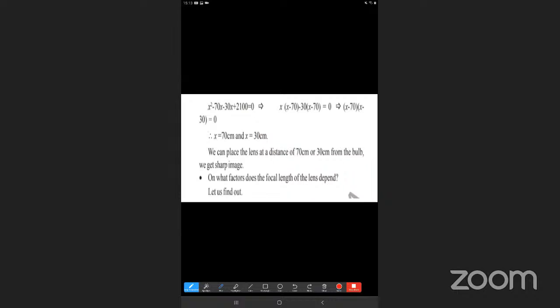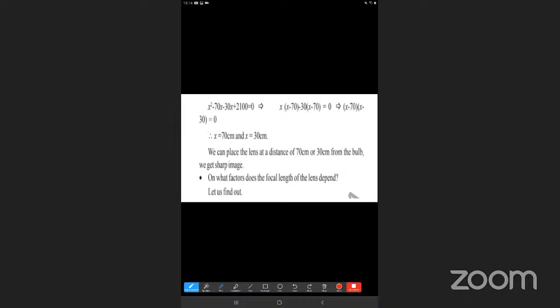So we can place the lens at a distance of 70 centimeters or 30 centimeters from the bulb, and we get a sharp image. Okay. So at what distance we have to place the lens means at 70 centimeters or 30 centimeters. In both these situations, we'll get a sharp image on the screen.